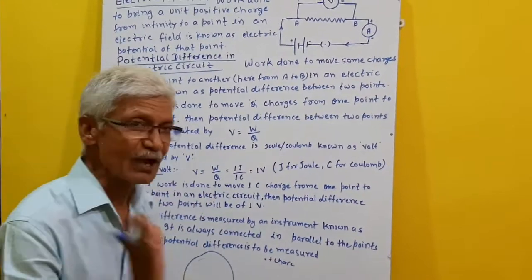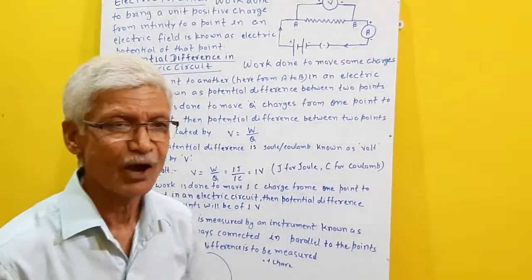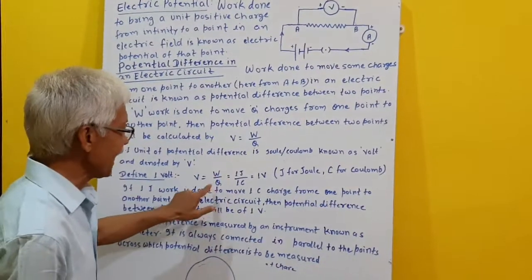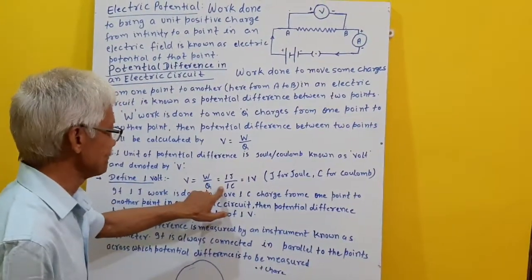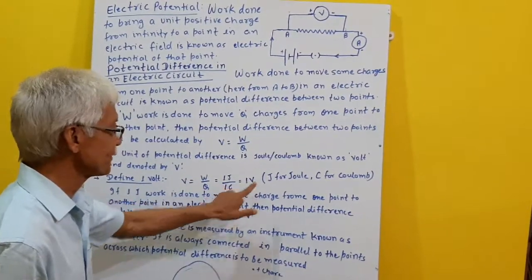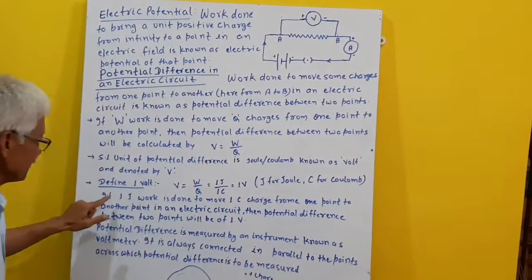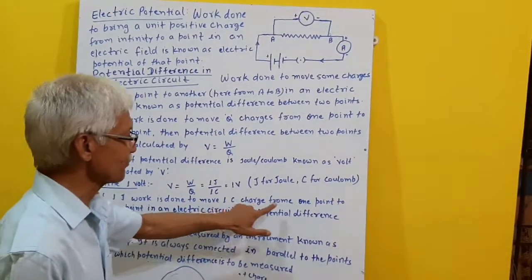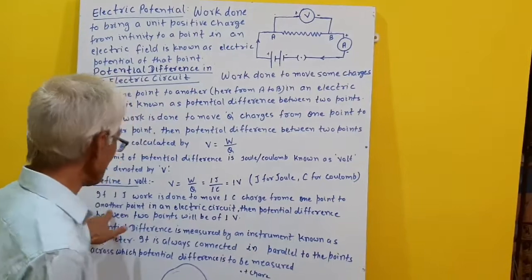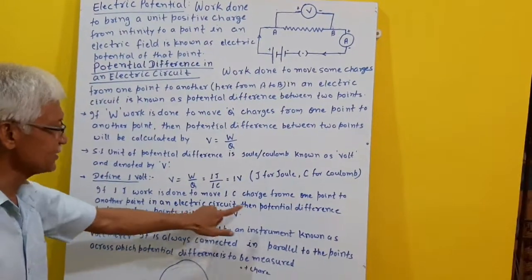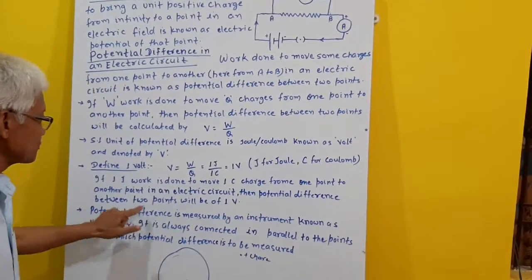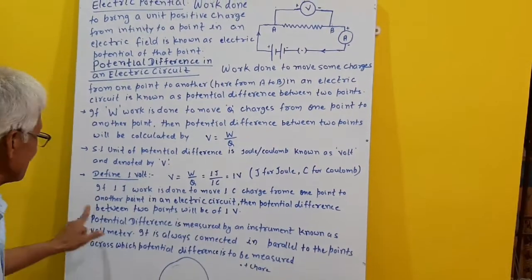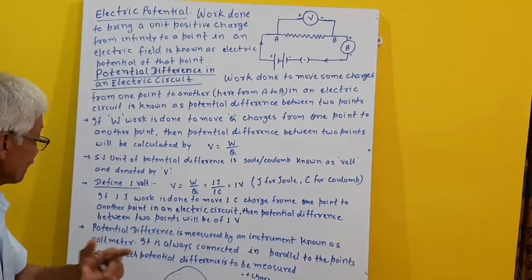If we have to define 1 volt, then how will we define? Let us see. The work is 1 Joule and charge is 1 Coulomb. Then it will be 1 volt. It can be written as, if 1 Joule work is done to move 1 Coulomb charge from one point to another point in an electric circuit, then potential difference between 2 points will be 1 volt. This is the definition of 1 volt.